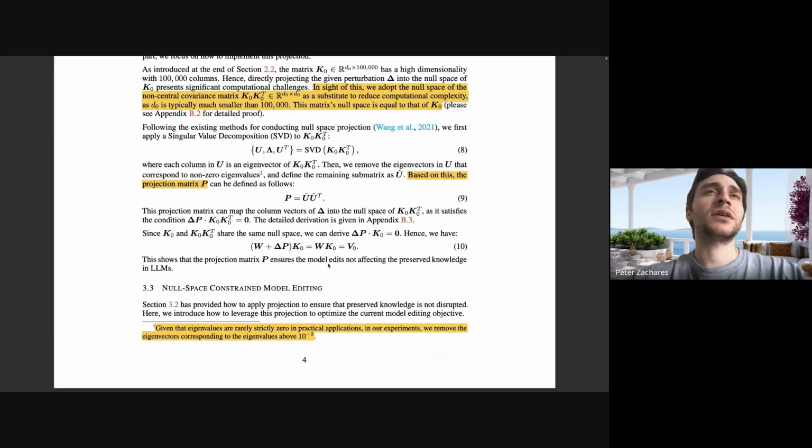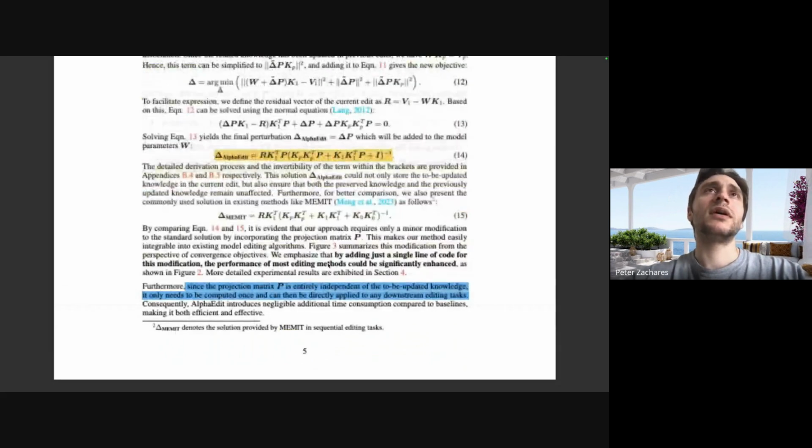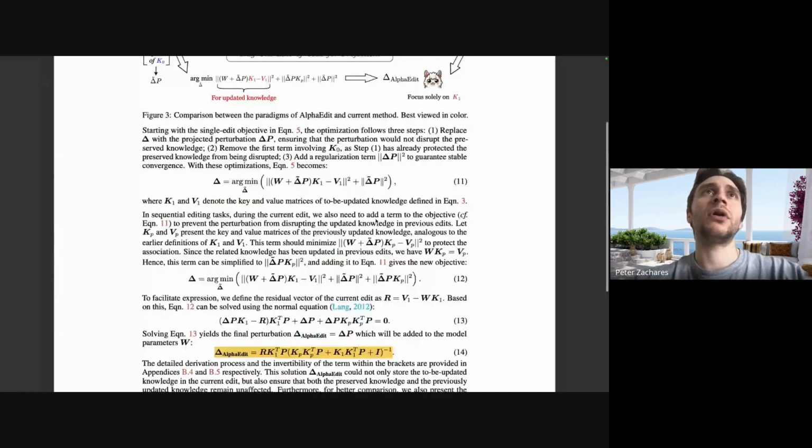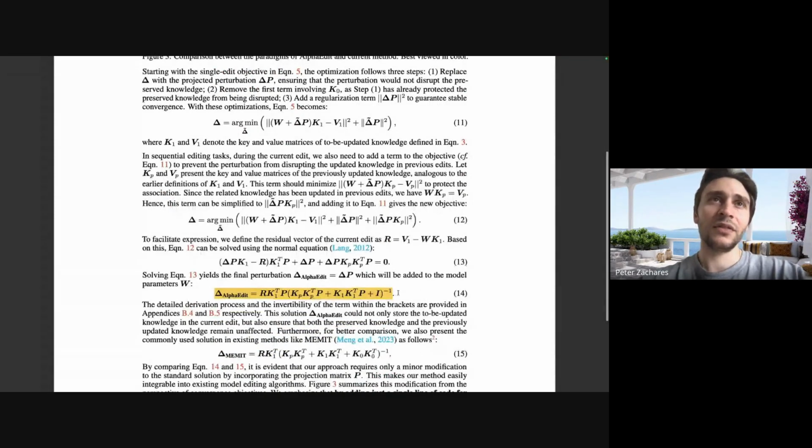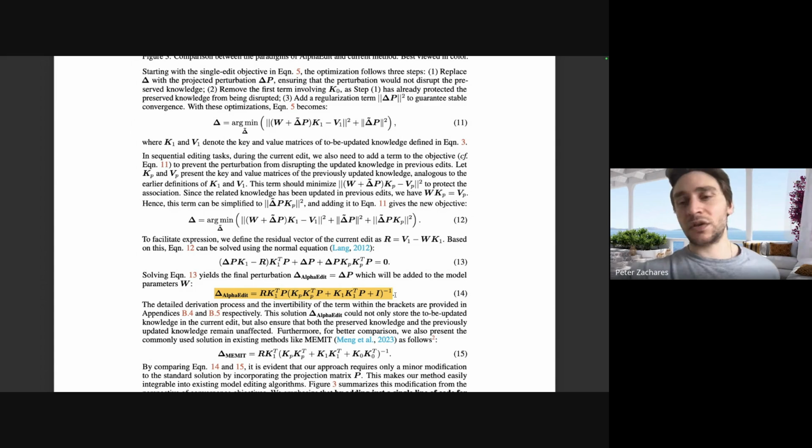I'm not going to go through all this math, but basically what they show is, okay, this is the new update. This is the perturbation that we'll do based on knowing P. And I just told you all the steps that you need to calculate P.